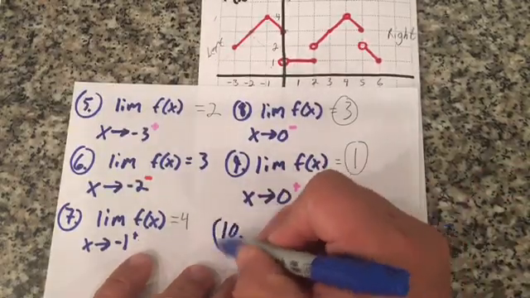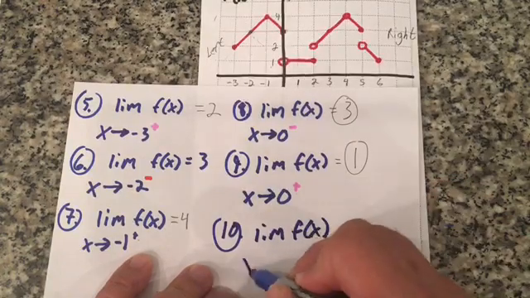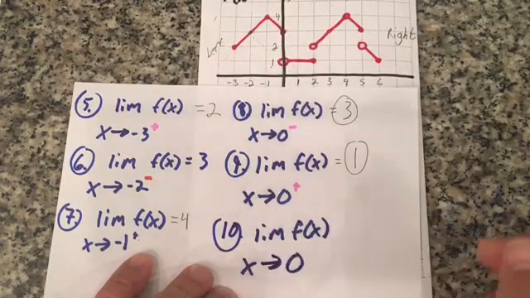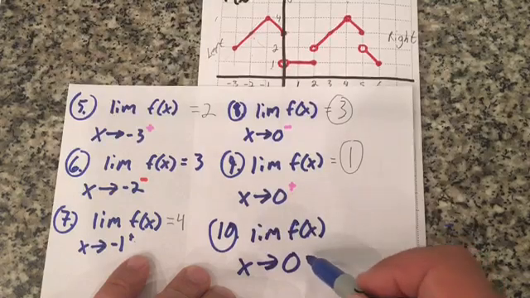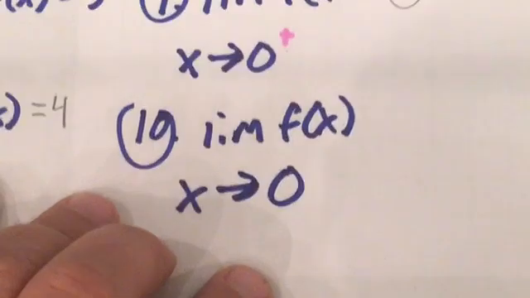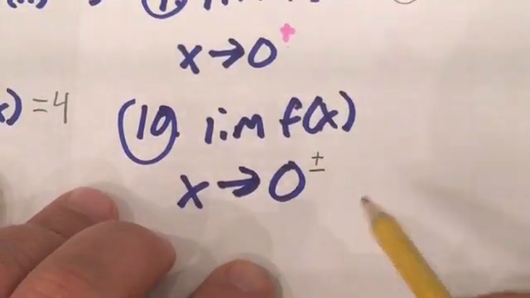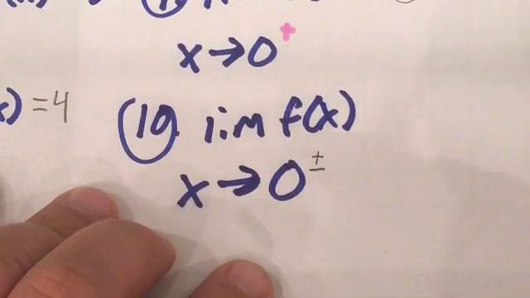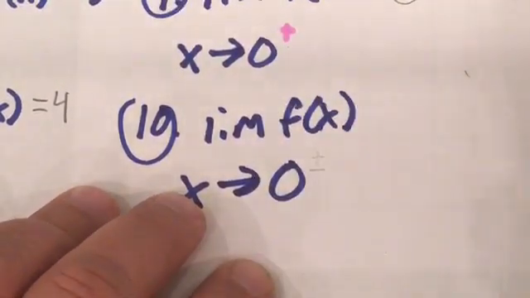And now number 10. The limit of f of x as x approaches 0. But notice I didn't put anything up there. Because there's nothing in the exponent, you're technically supposed to look at it from the right and the left. But they don't put plus minus. They just leave it blank. So I'm going to see if it approaches the same spot from the right and the left.